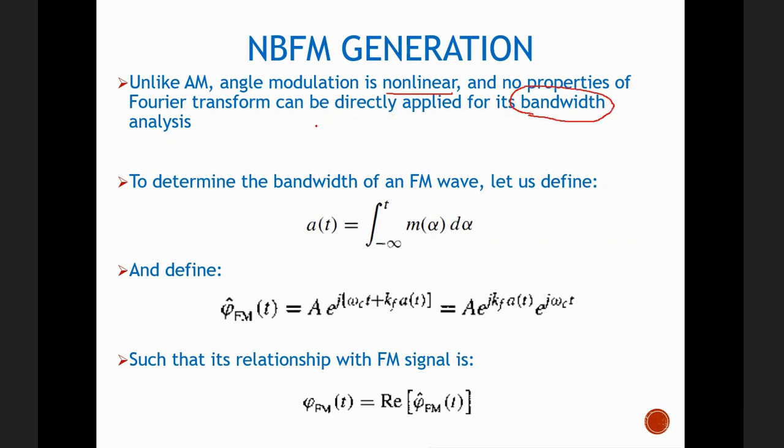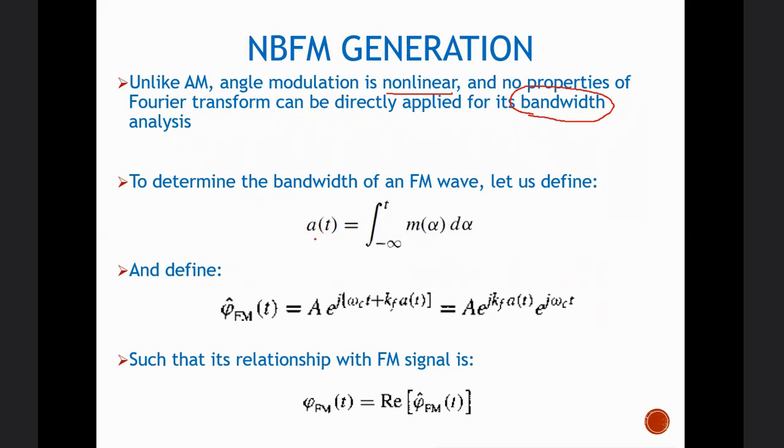As we have seen, for the case of AM, if we simply take the Fourier transform, we will know the range of frequencies involved in the AM signal, and so the bandwidth of the AM signal. But the issue with FM is that it is non-linear, so the Fourier transform cannot be applied to it, because the Fourier transform is for linear signals and systems. So we need to use a different approach to obtain the bandwidth of an FM signal.